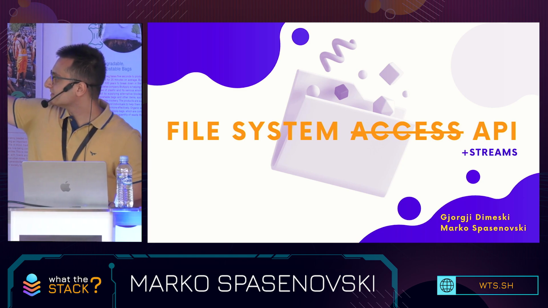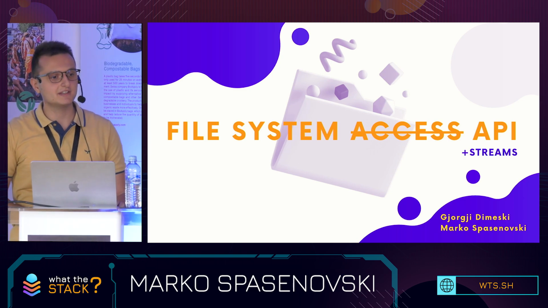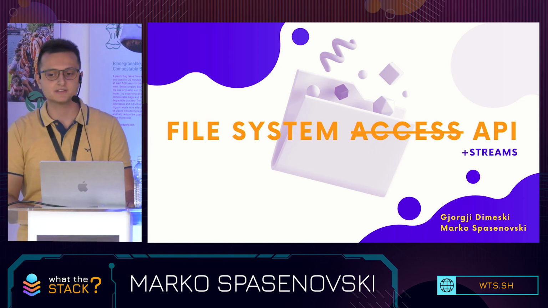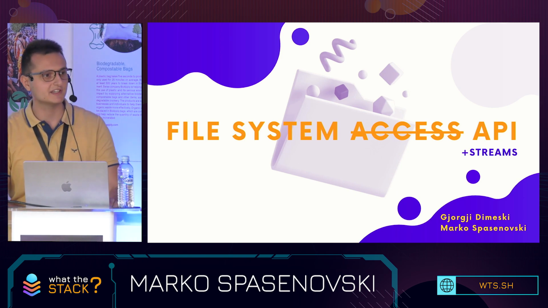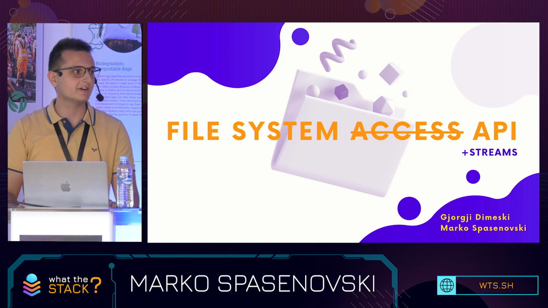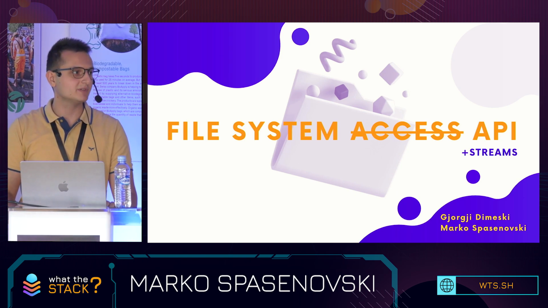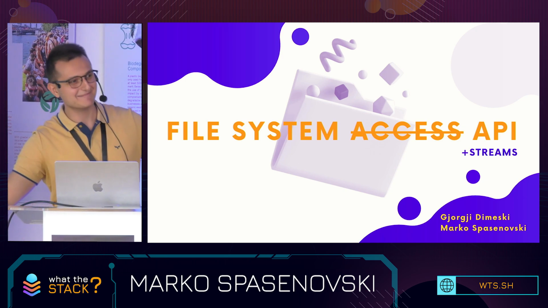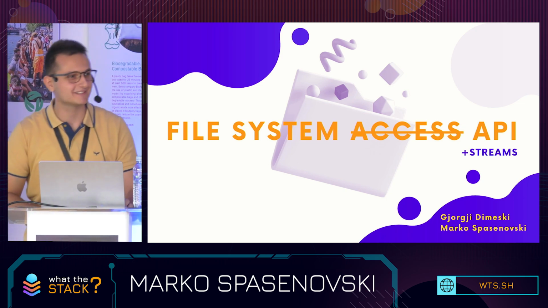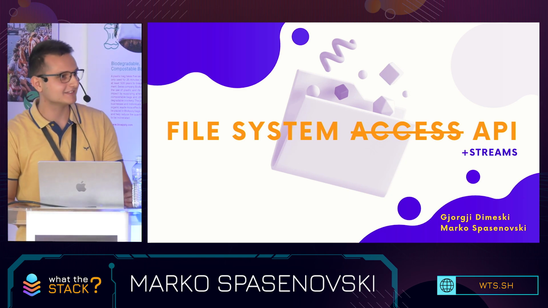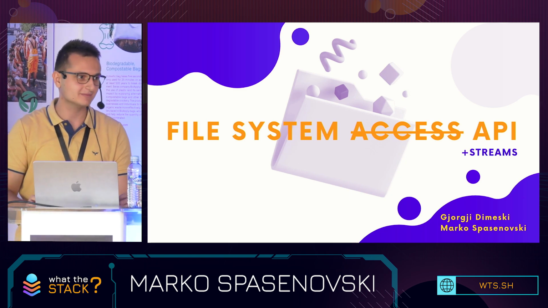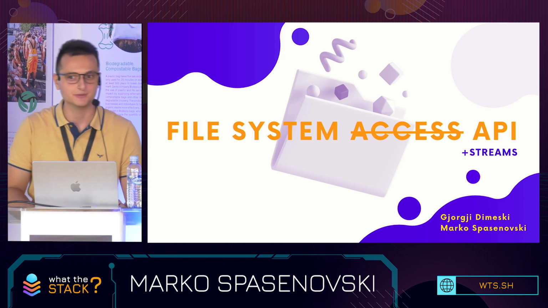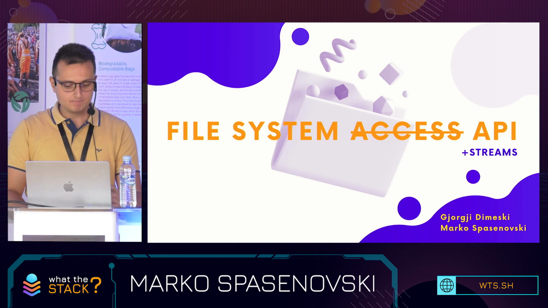You might have noticed the name of the presentation is File System Access API, but I've crossed out access. Why? Because at the time when I registered this presentation, the name of the API was File System Access API. A couple of days ago, I checked the documentation, and they changed the name. So now it's just File System API. They took out the access part, which was confusing for me. Why would you put access? Of course I want to access the file system. What am I going to do with it?